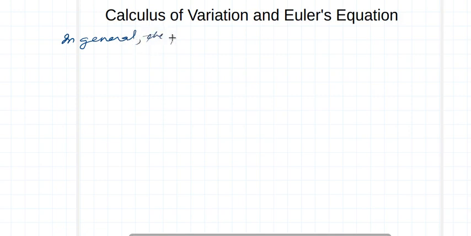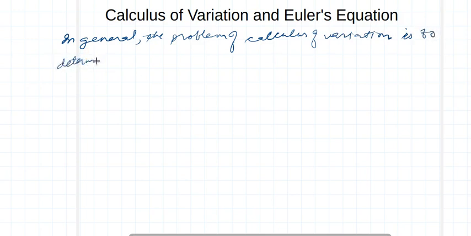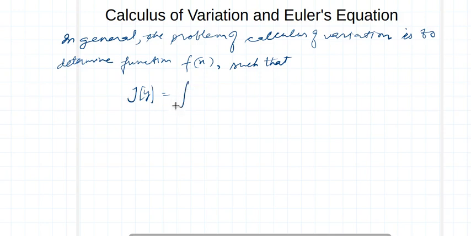the problem of calculus of variation is to determine function f(x) such that integral J, and J is a functional of y, right, such that f of y of x, y prime x means derivative of y with respect to x, and x, it should be extremum.